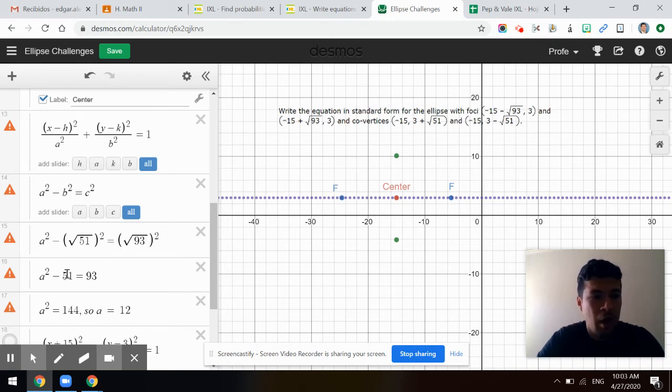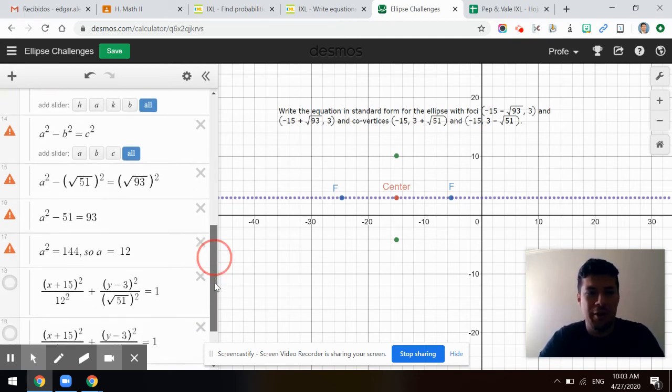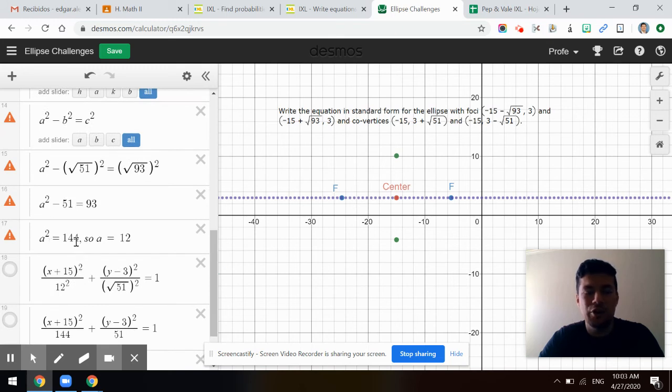I have a squared minus, and the cool thing about these square roots is if you square a square root, you just get the number underneath the radical. So I really get a squared minus 51 equals 93. That's a very simple equation for me to solve. I basically get that a squared equals 144. So that helps me solve for a. A is going to be 12.